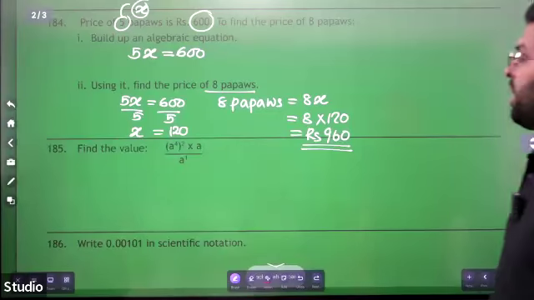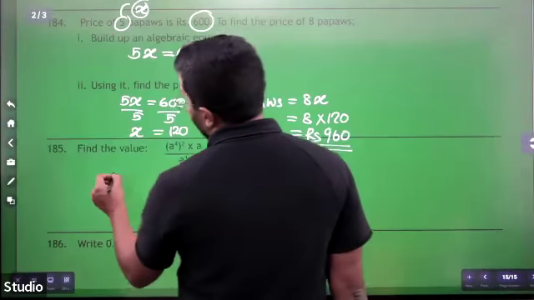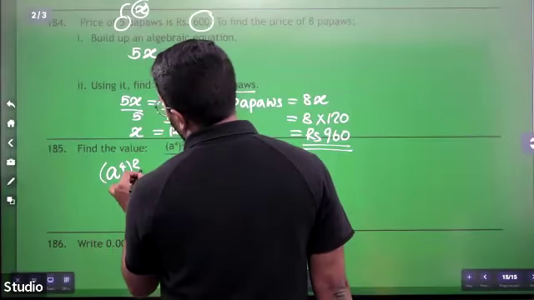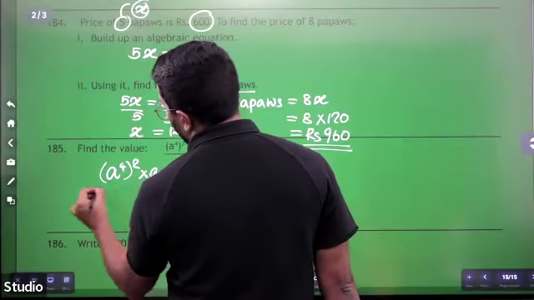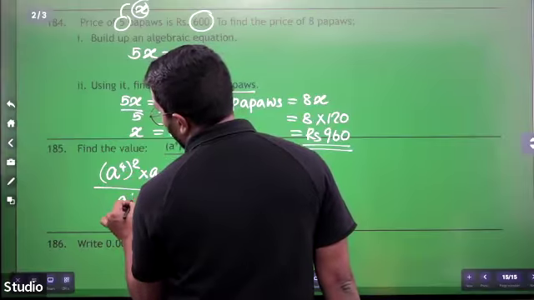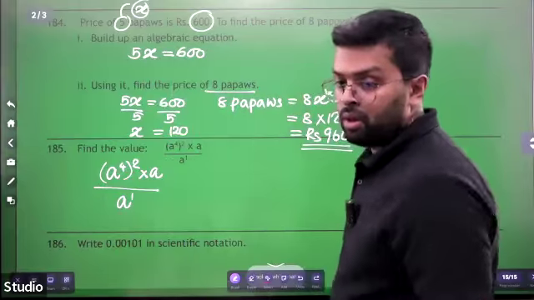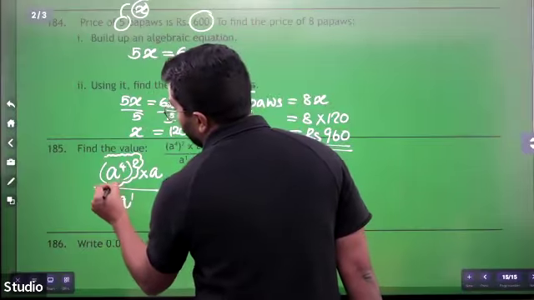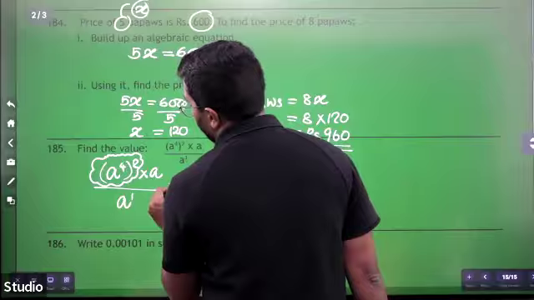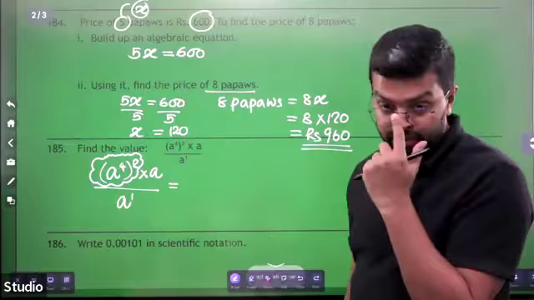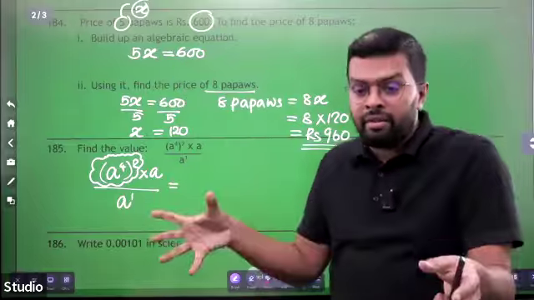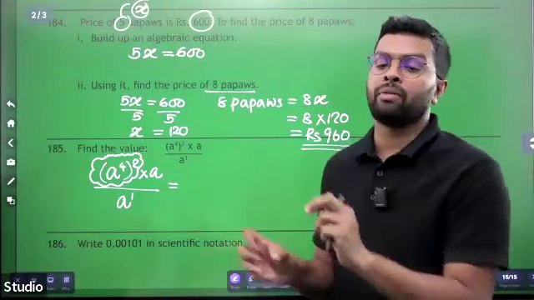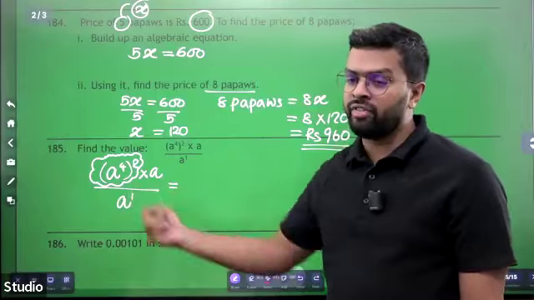Children, find the value of (a to the power 4) to the power 2 into a over a to the power 1. So this part we are calling power of a power. A to the power 4 itself is a power, and then again we have a power outside. So that is what we call a power of a power. So how are we going to get this answer?